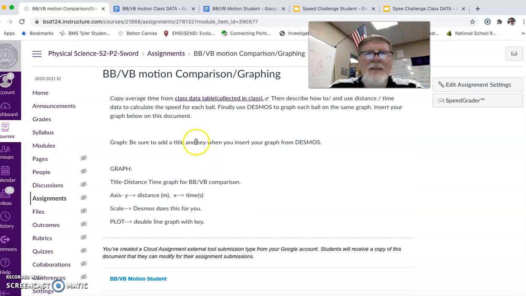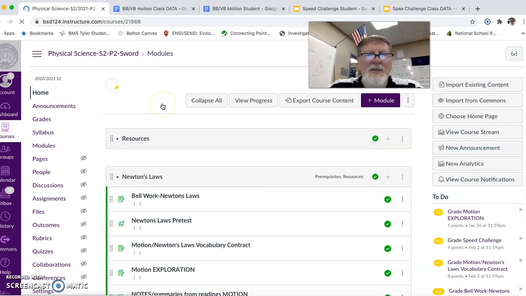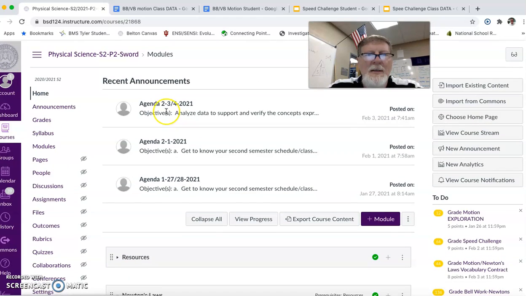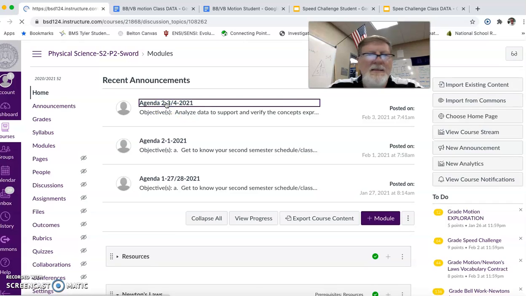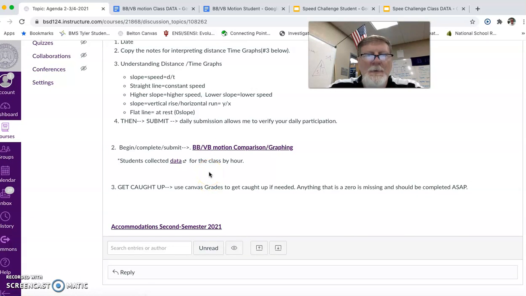If you get that done and you have time, please go back to the gradebook and make sure you don't have any zeros. Use your extra time to get caught up. As everything at this point is just participation, you can still turn it all in for full credit. So number 3 is get caught up, use Canvas grades.